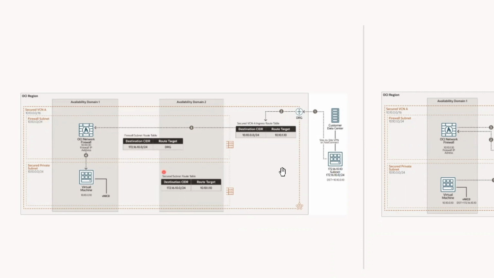OCI VCN, and it will be having a DRG. The DRG will be having a DRG route table and a VCN route table also. I'll be showing you those route tables. Okay, and that route table will be saying that if the traffic is destined for 10.10.0.0/24, it will go to my 10.10.1.10. That is my firewall over here.